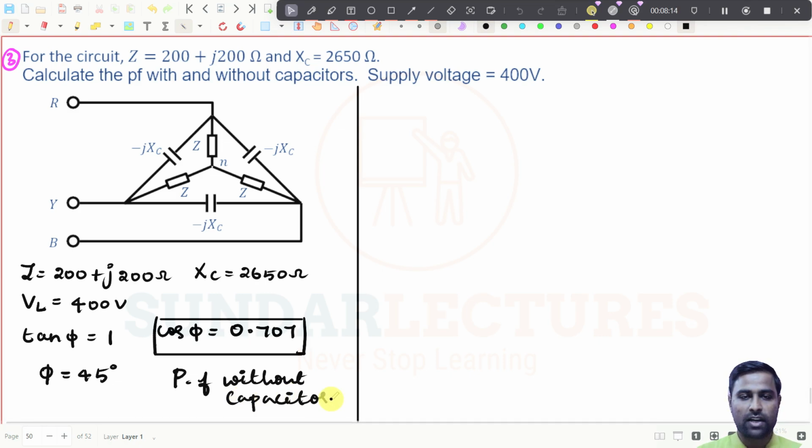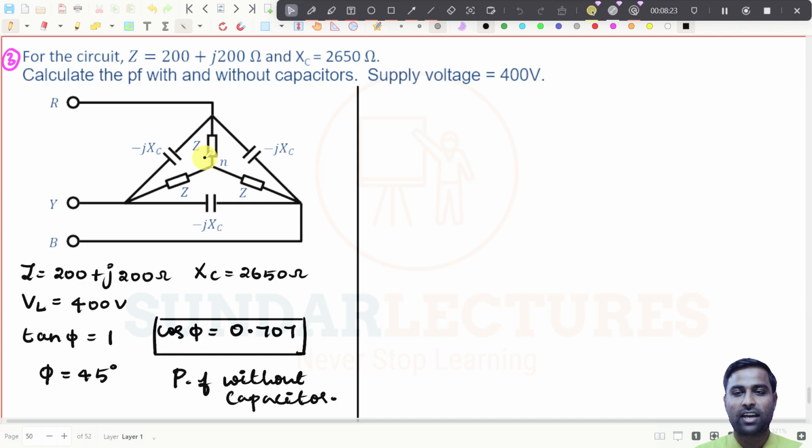I have found this value. No need to go very deep into this one, because whatever angle you are getting in Ez, that is nothing but the power factor angle. So I have found this one.